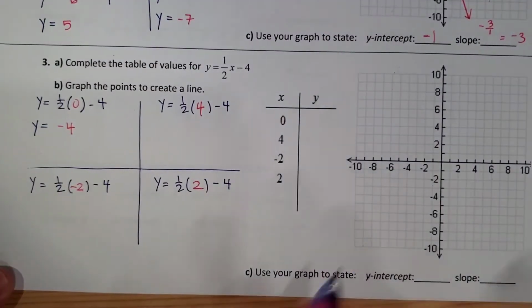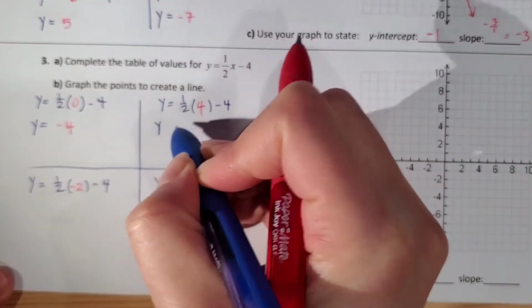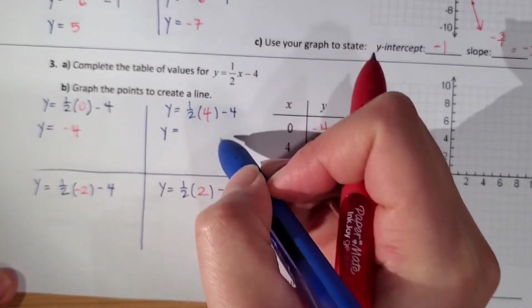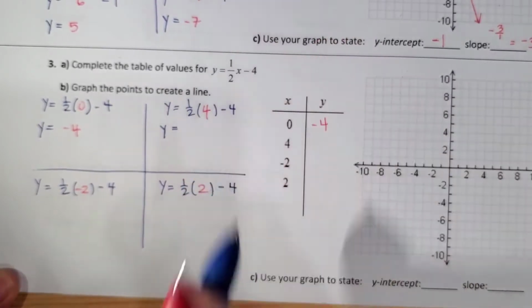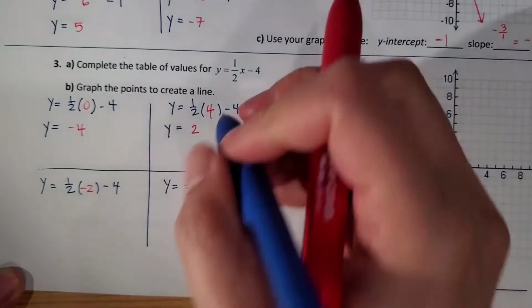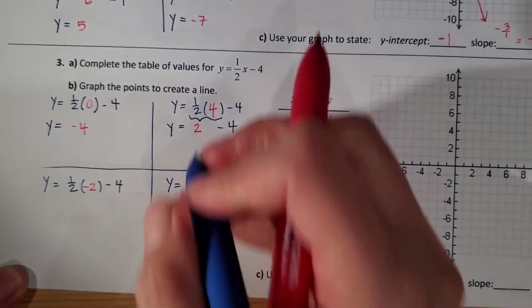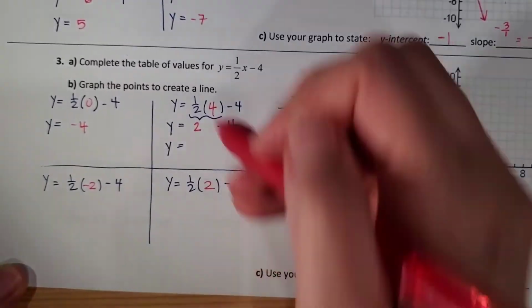Anything multiplied by 0 is 0, so we have here negative 4. And then y is equal to 4 divided by 2, which is equal to 2. And then you have minus 4. So you have your y is equal to negative 2.